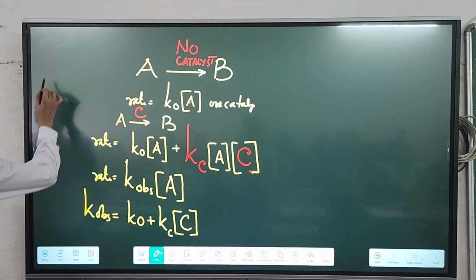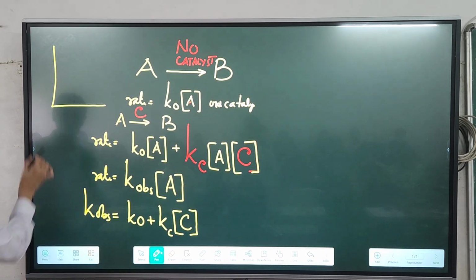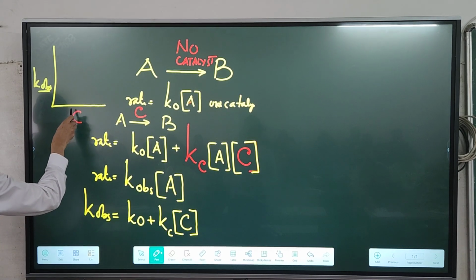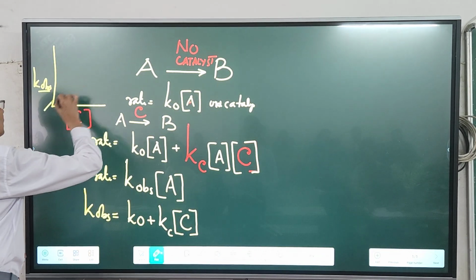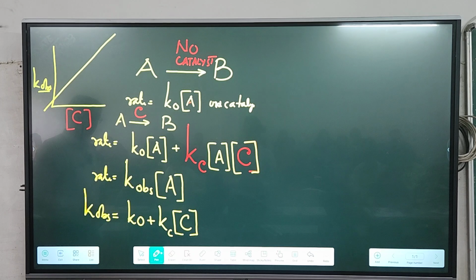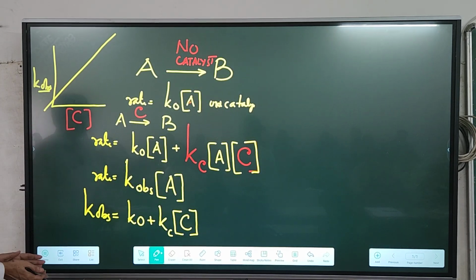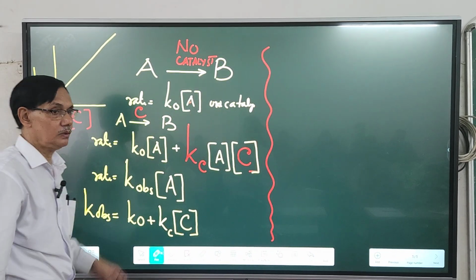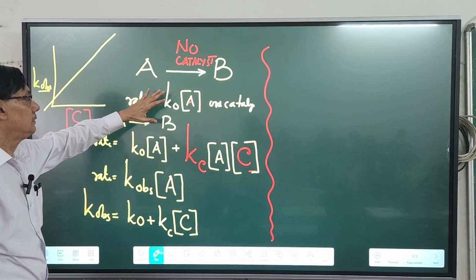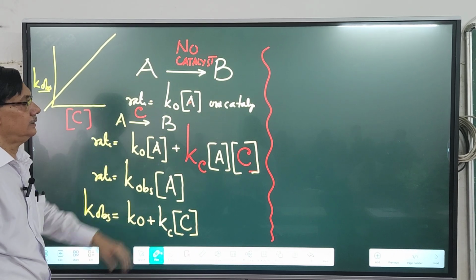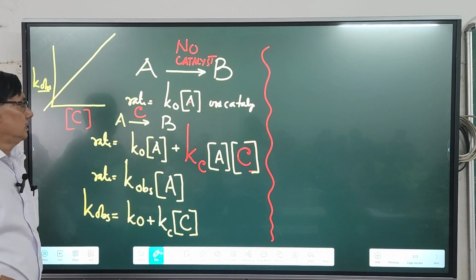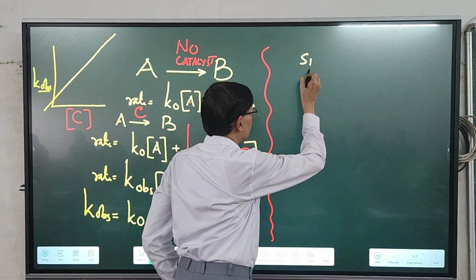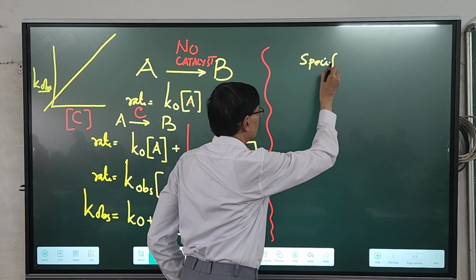That means if we plot a graph between K observed and catalyst concentration, we get a straight line. If you understand these things, you can solve any type of catalysis. Now this is common for acid base general catalysis. Now suppose you write the same thing for specific acid.